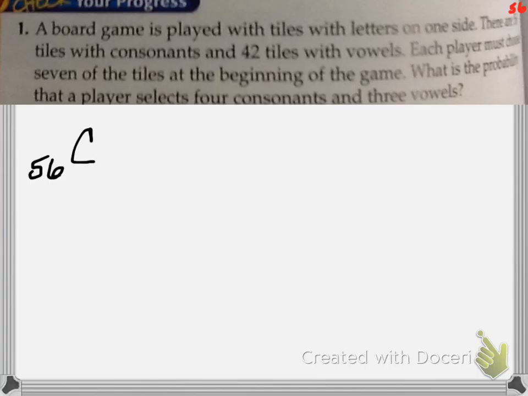There are 56 consonants. How many do we want to select? 4 in our favorable situation. There are 42 vowels. We want to select 3 in our favorable situation. Our favorable situation is usually at the end of the question. They'll say, what is the probability of this happening? And that's what you want to put on top.